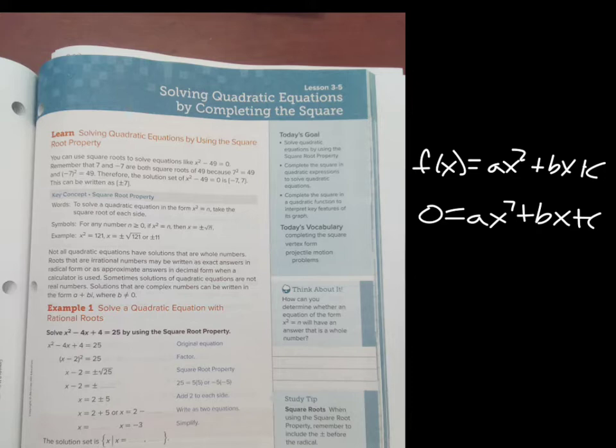Okay? So right now, you kind of mentioned one, but we have two ways that we can solve these. What's one of them?